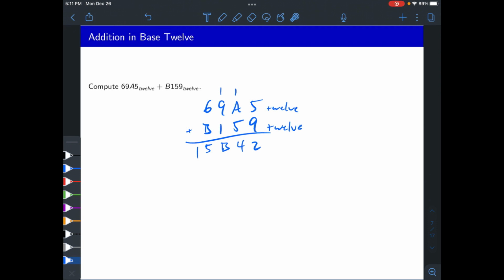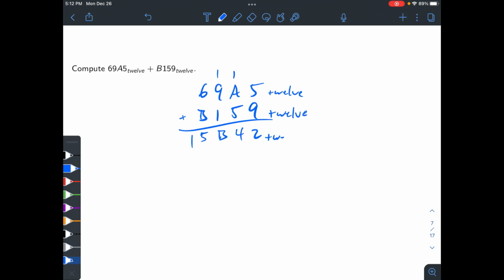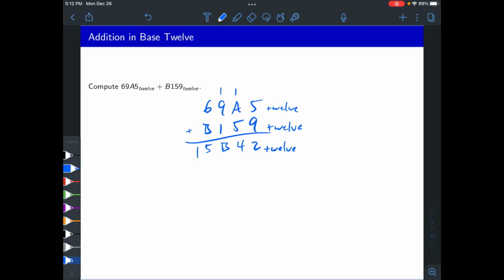It's good to every now and then do a reality check. 6 plus B, base 12. B represents 11. So 6 plus 11 in our base 10 system would be 17. But if you were to convert 17 into base 12, 17 would be one group of 12 and 5 left over, 12 plus 5. So one group of 12 and 5 left over in the base 12 system would just look like 1, 5. So good reality check to confirm that we're doing this right. So 1, 5, B, 4, 2 is our final answer.